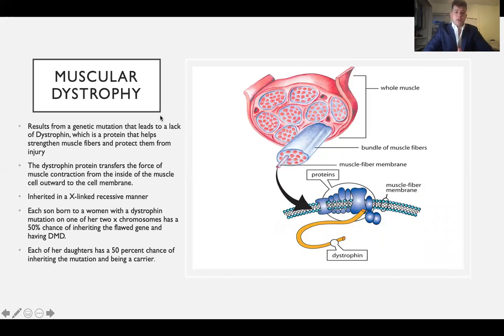It's inherited in an X-linked recessive manner. Each son born to a woman with a dystrophin mutation, on one of her two X chromosomes, has a 50% chance of inheriting the flawed gene and having DMD, or a form of muscular dystrophy, Duchenne. Each of her daughters has a 50% chance of inheriting the mutation and being a carrier.